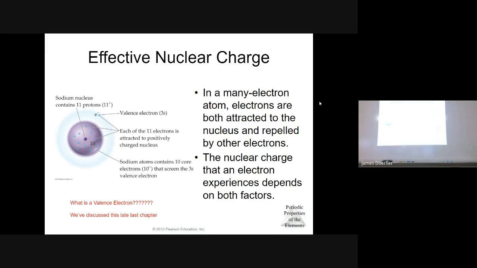Yes, they are the electrons in the outermost energy level. So we're going to look at a term today called core electrons.